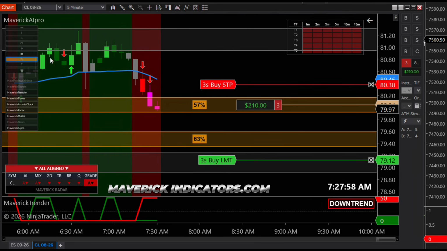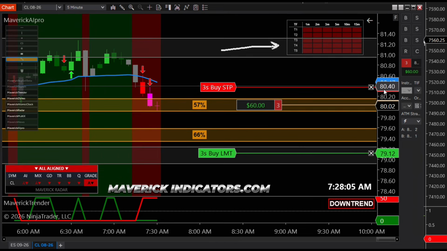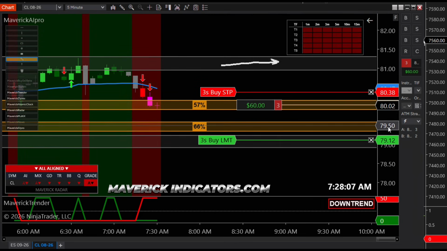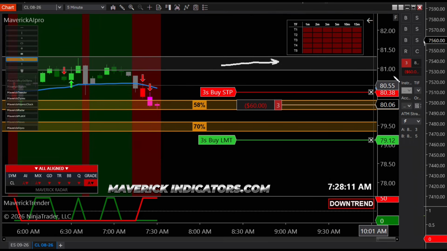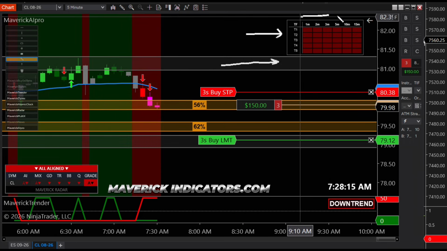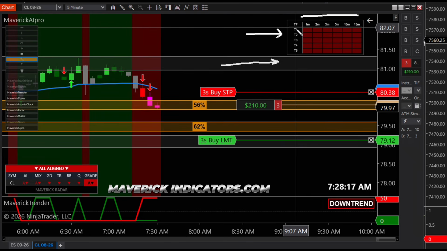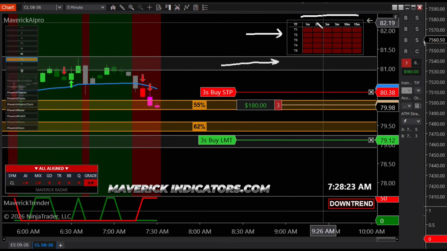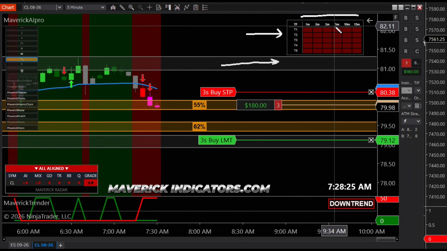Now, another thing is all 5 traders on the Maverick Multi-X. Let me squish this down, guys, just so we can see it a little easier. I know a lot of you watch on your phones. But all 5 traders are voting bearish across 6 time frames here. Think of T1 through T5 as traders. They're algorithms, and they all have a completely different style, and they're voting across 6 time frames.